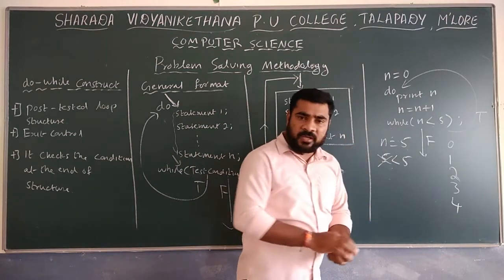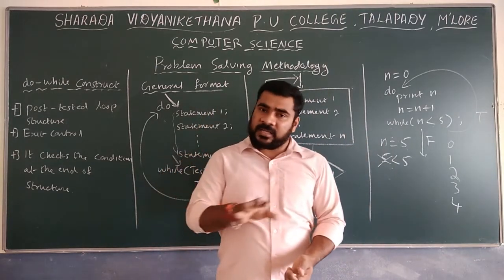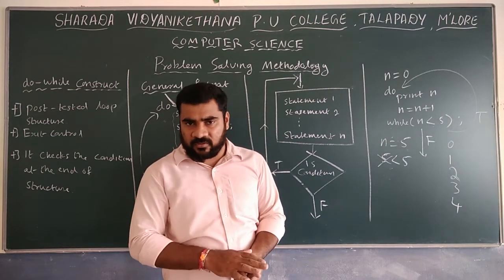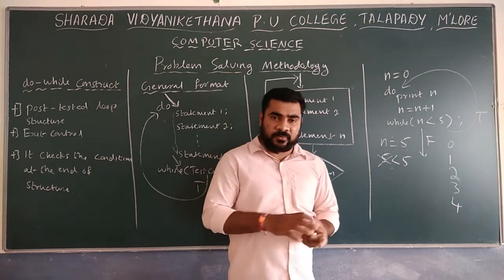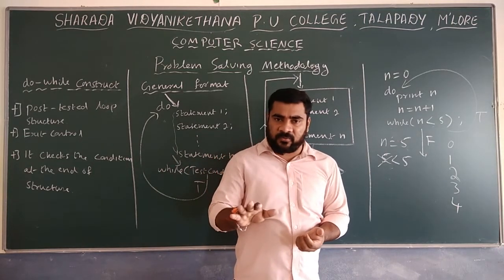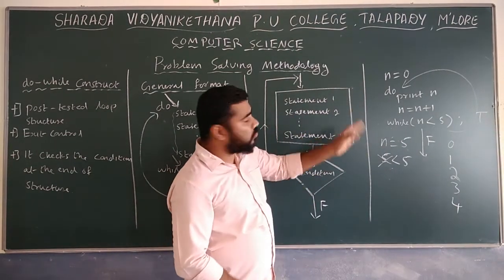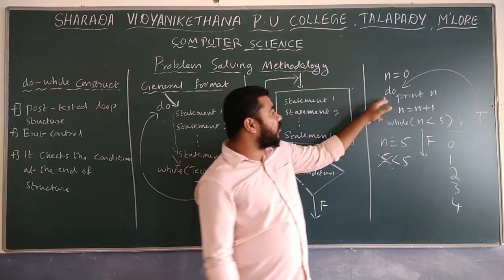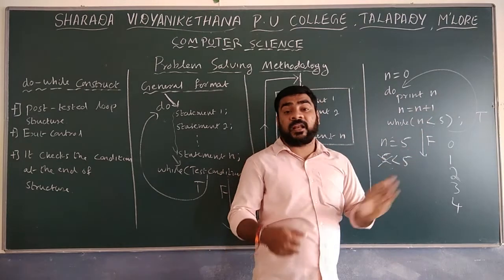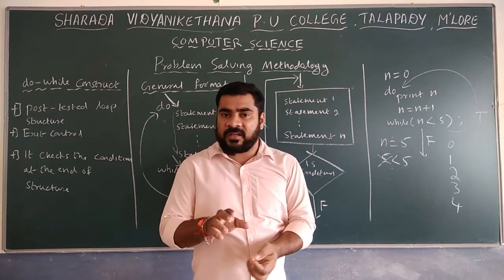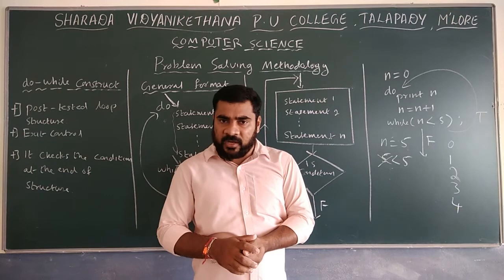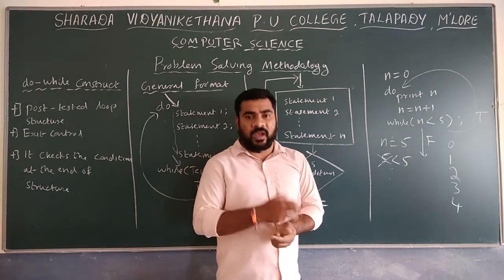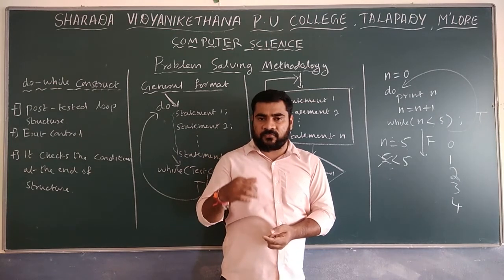Remember, this is not a complete program, just an example I wrote based on the construct. It is not based on any programming language either; I didn't mention whether it is C or C++, it is just a construct. Here is how it works. First I give the value of n as 0. Then I print n. Then n is incremented: each time the value of n is increased by 1. First 1, second time 2, third time 3, 4, 5 like that.